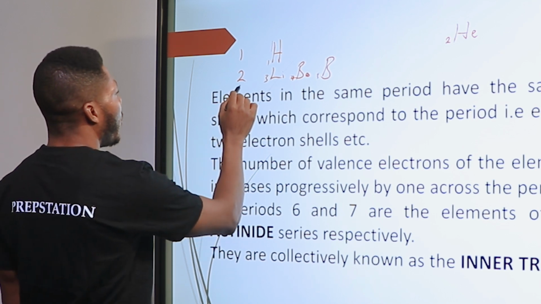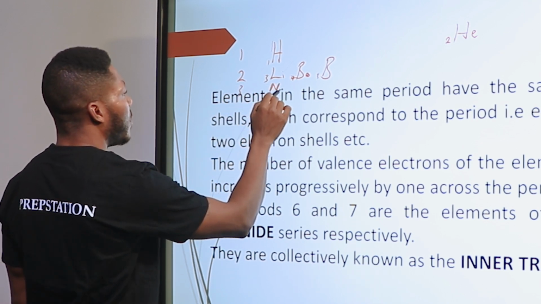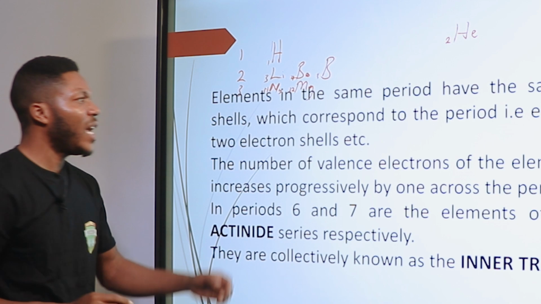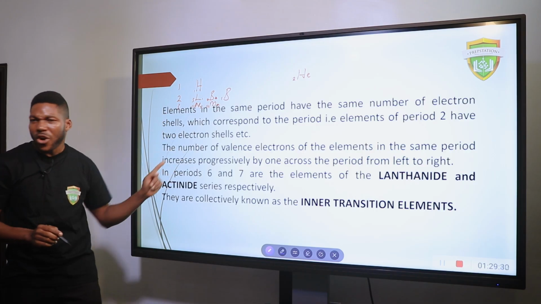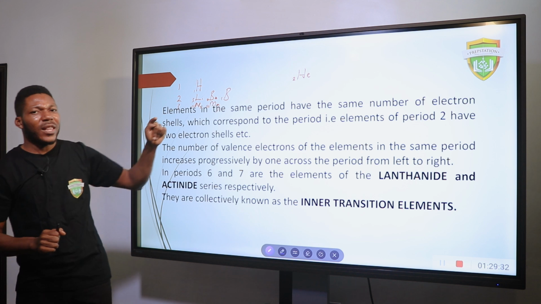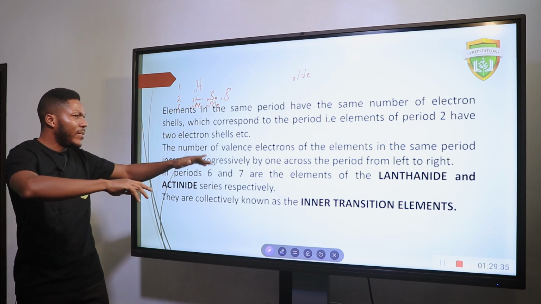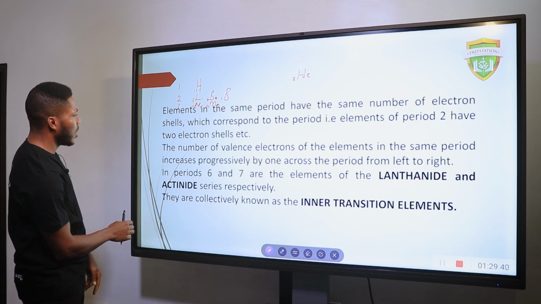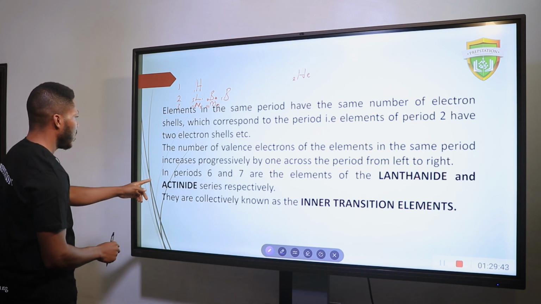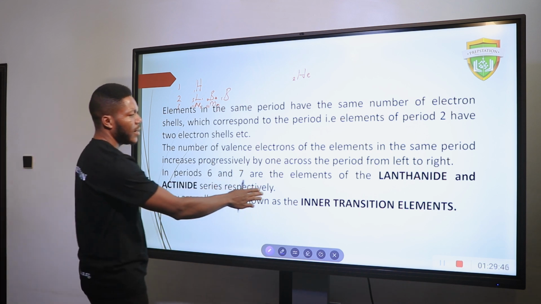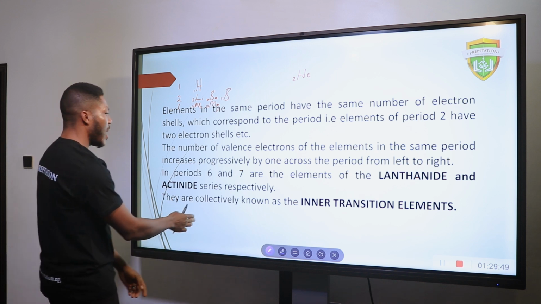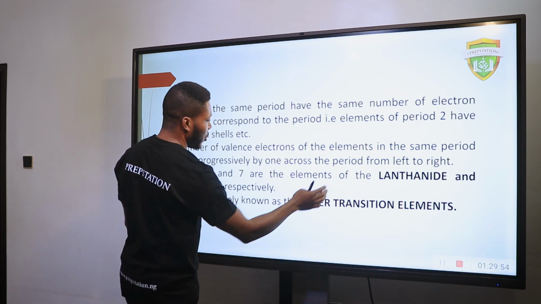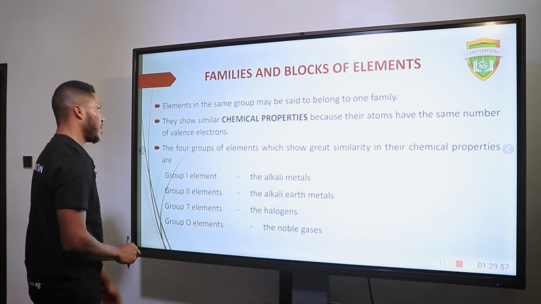If you come to group 3, you have sodium, 11, followed by magnesium, 12. So they increase by 1 progressively across the period till you get to the last element. That's why the periodic table is a systematic arrangement. And we also said that in periods 5 and 6, the elements of the lanthanide and actinide series are present respectively. They are collectively known as the inner transition metals.